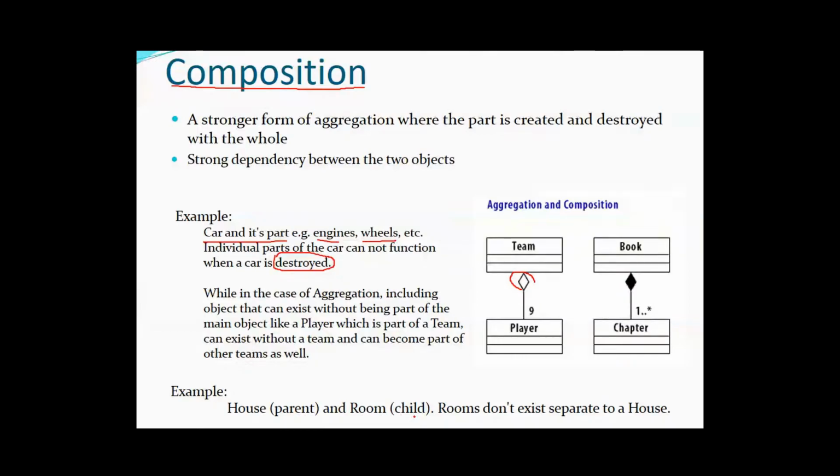But if the parents, the father and the mother, are gone, then there is no family. The family is destroyed. They become separate. So this is called composition.